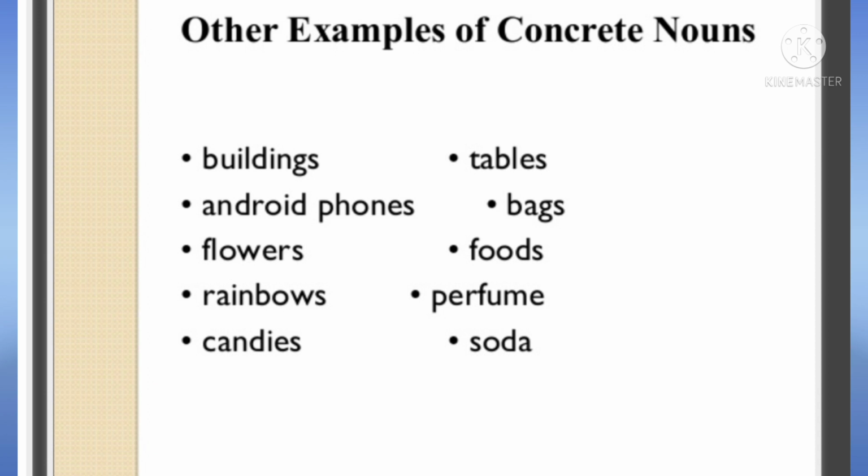If we use it as a brand name of tables, we must use it as a proper noun. Tables is a common noun, but since we can see it, it is included in concrete nouns. Buildings, candies, etc. Candies we can taste, so that is included in concrete nouns. I think you understood the difference between abstract and concrete nouns.